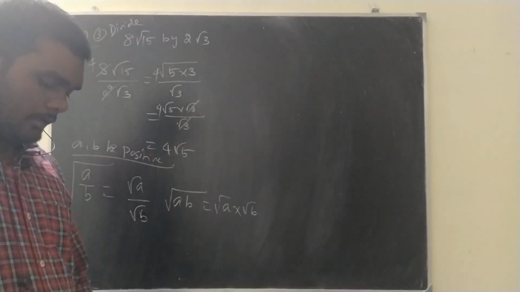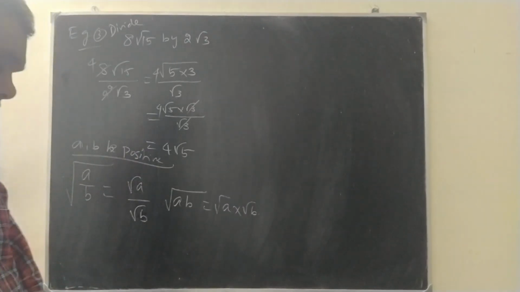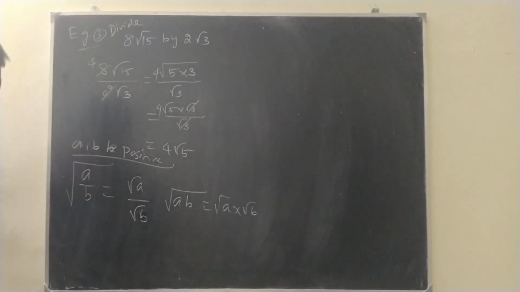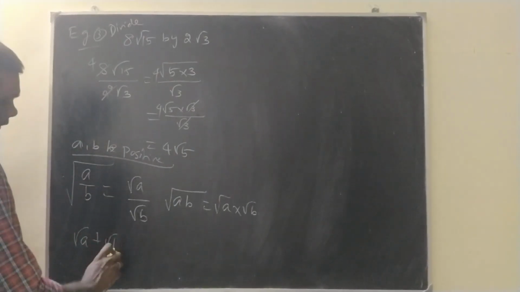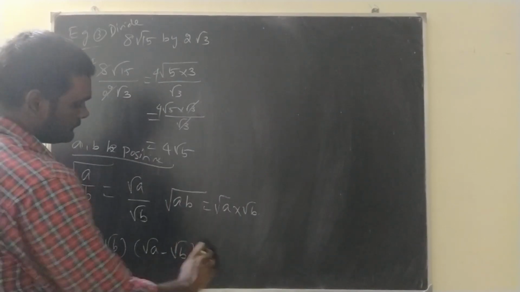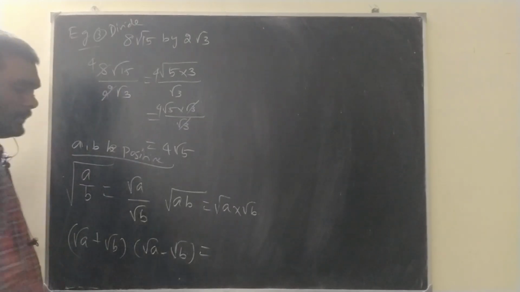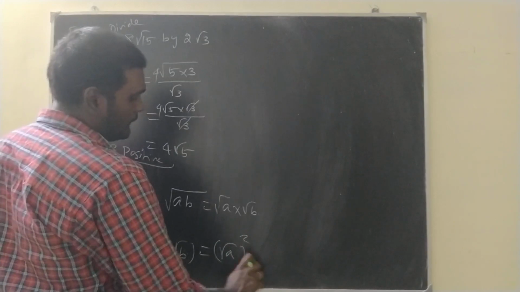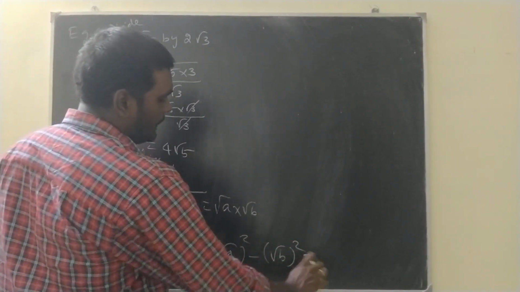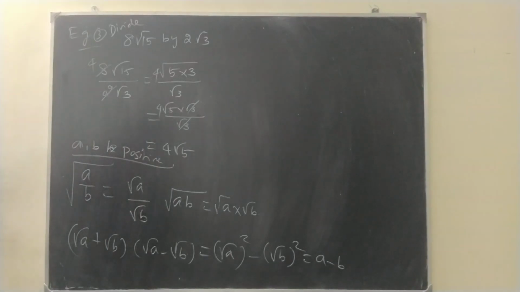Okay. And next one, the a plus b whole square formula. Root a plus root b into root a minus root b. This is similar to what formula? a plus b into a minus b. So that is root a whole square minus root b whole square. So the answer is a minus b. Like we know everything, right?